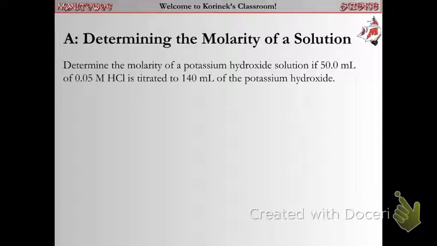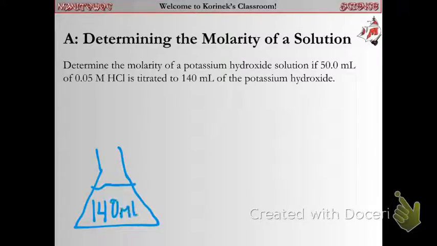So let's look at a specific case in which we have an Erlenmeyer flask, and this flask is going to contain 140 milliliters of the potassium hydroxide, KOH. We have no idea at this point what the molarity of that KOH is. Now we're going to add an indicator into the potassium hydroxide. The purple dots here are going to be the indicator going in, and the solution is going to stay the original color that the potassium hydroxide was.